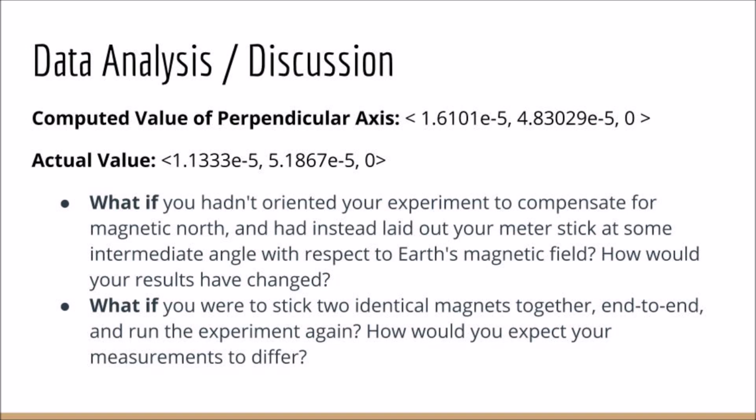My actual value goes out to be 1.133 times 10 to the negative 5 and 5.1867 times 10 to the negative 5. As you can see, the data is pretty close. If we had not oriented the experiment to compensate for the magnetic north, the bar magnet and the magnetic north would have superimposed and would have messed up the data. If we were to stick two identical magnets together, again according to superposition, the magnetic fields would increase.